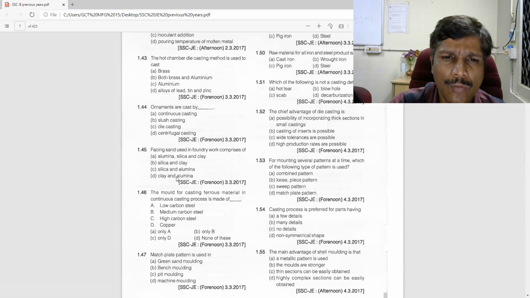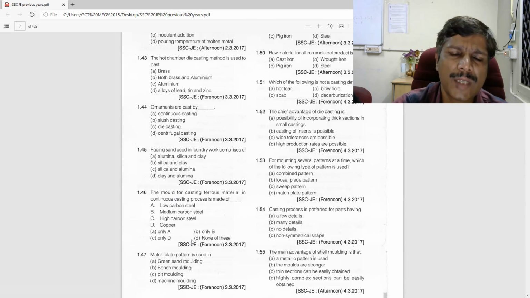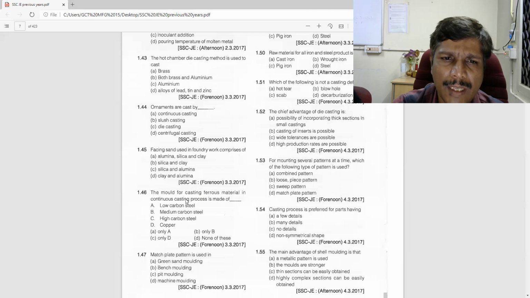Next, the mold for casting ferrous material in continuous casting. So we are using the copper mold. It is the copper mold, because in continuous casting the heat has to be dissipated. So high thermal conductive material is copper mold. The mold for casting ferrous material in continuous casting is made up of copper.